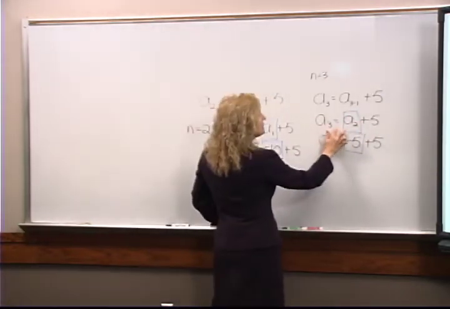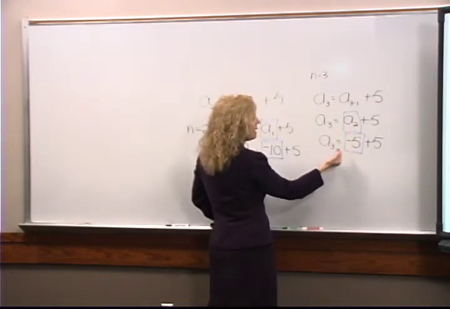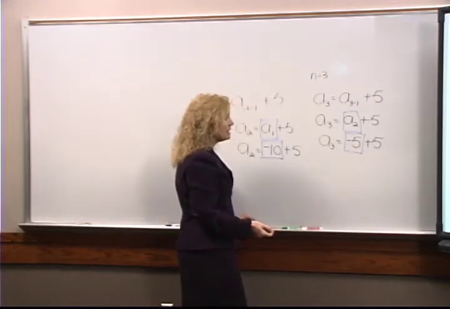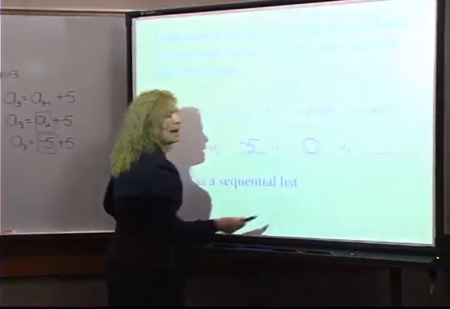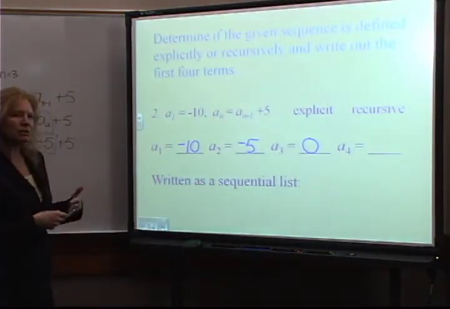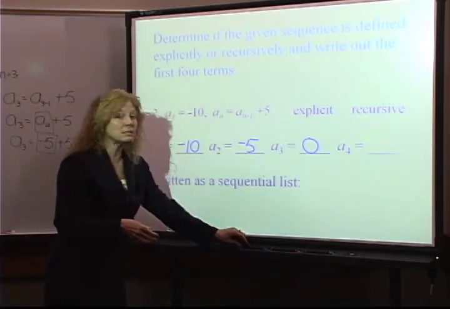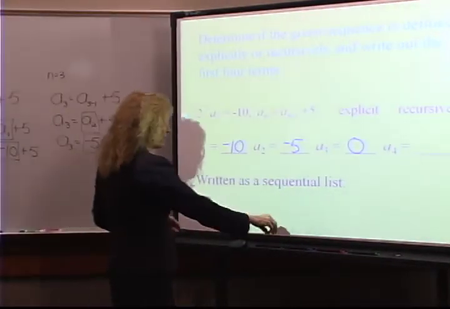My a sub 3 is going to be a sub 2 plus 5, and so then I replace that guy, and my a sub 3 will equal negative 5 plus 5. He'll be equal to 0. Hey, you might start to see a pattern, and you might decide you can move a little bit quicker, but then again, you might also decide, well, I'm not ready yet. I'll go ahead and write it up here.